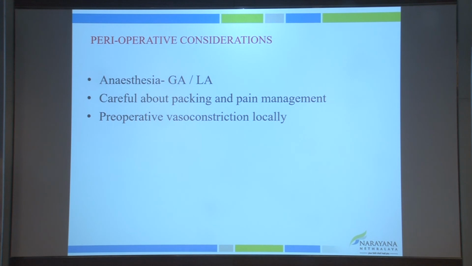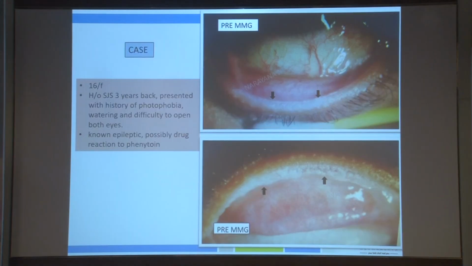For perioperative vasoconstriction, even if you're doing it under general anesthesia, you would infiltrate with lignocaine with adrenaline to reduce the bleeding in this area.